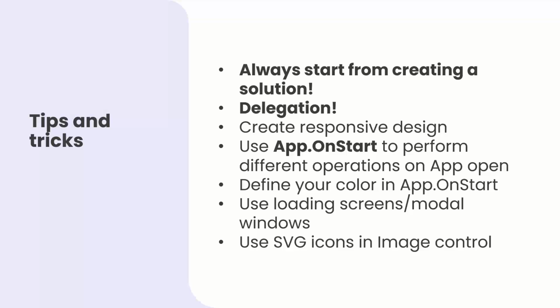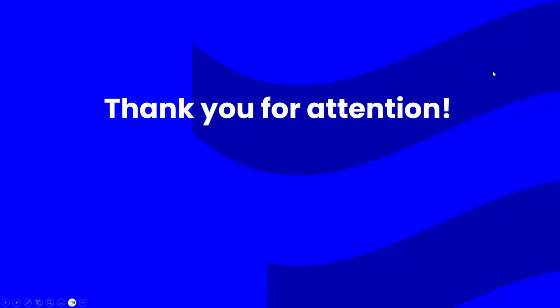One more thing is that you should try to use SVG icons in image control as your images, because it would give you the possibility, for example, to change the color of the icon straight from the code. You don't have to prepare many versions of the same icon and import it to your Power App in different colors. You can just do it from code. So that's pretty much all. Thank you for your attention.